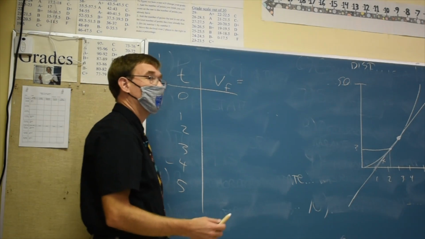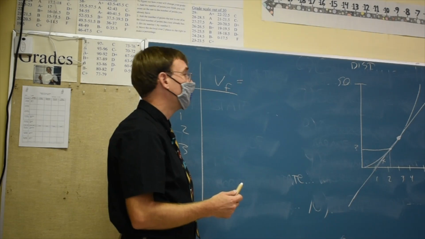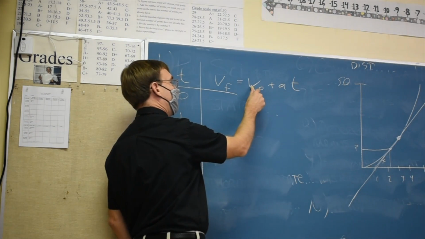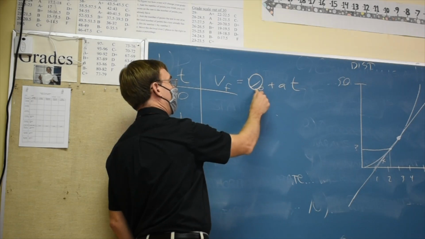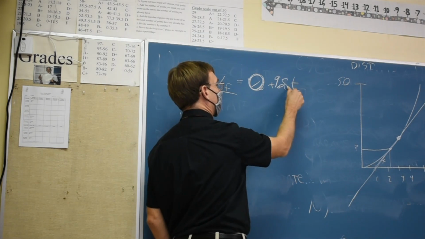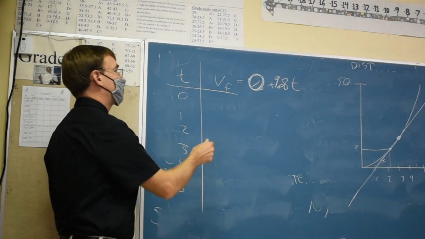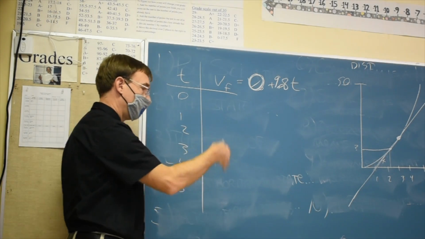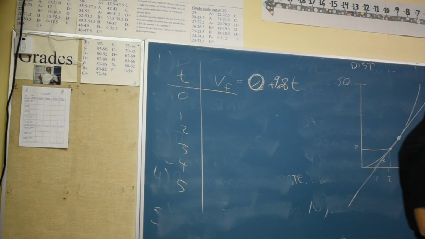V0. Good. V0 plus At. Okay, that'll work. What is the V0 when you drop something? 0. What's the A of anything in the air? 9.8. So we're just going to need to take 9.8 times these times and table that up.